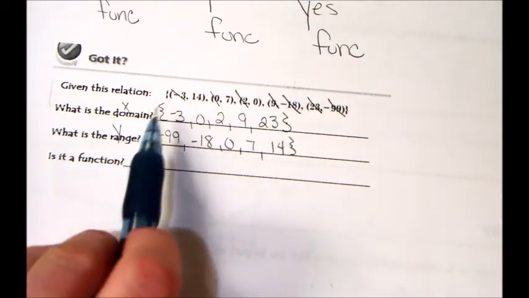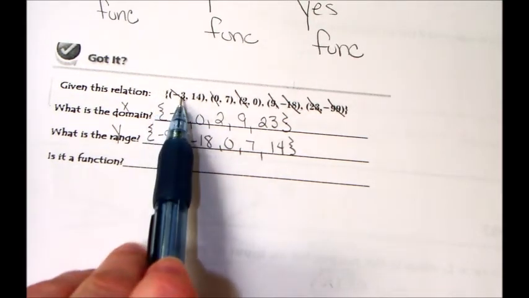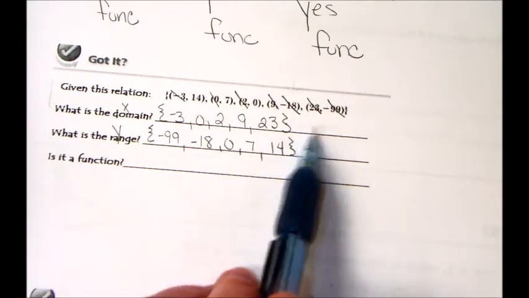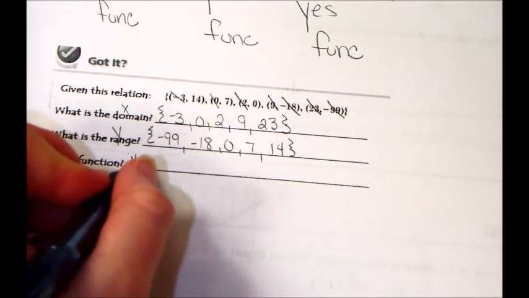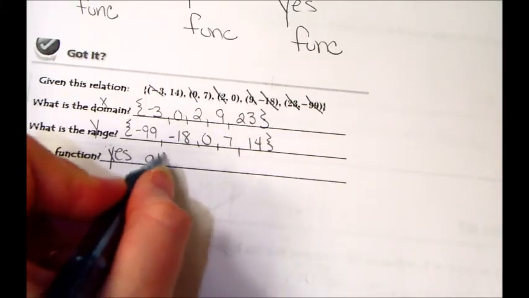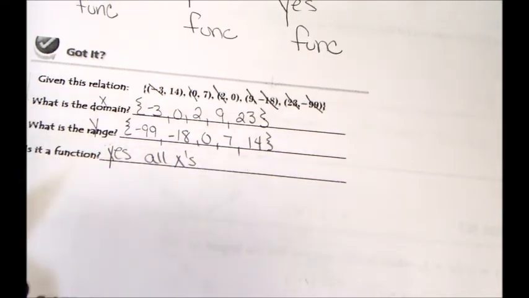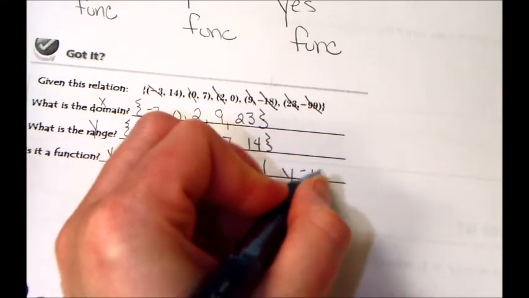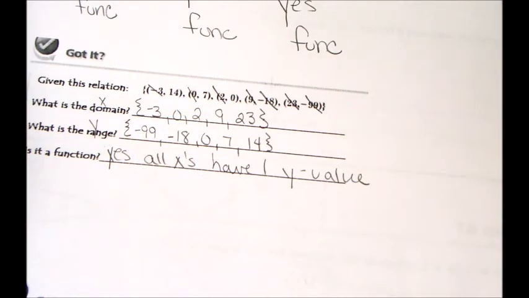Is this one a function? Let's check out all our x's. Negative 3 only has one y. 0 only has one y. Yeah. So we can say, yes, all x's, or domains, have one y value, or range. So we're good.